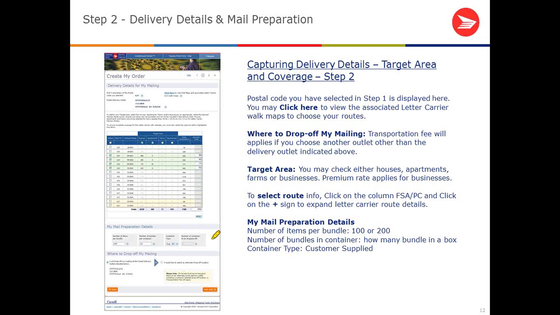Mail preparation will guide you through the process of bundling. Basically, we need the unaddressed pieces bundled in 100s or 200s, typically wrapped with an elastic band. And then here's where to drop off your mailing information, which is linked to delivery details. All right.